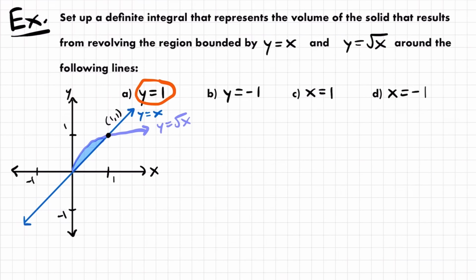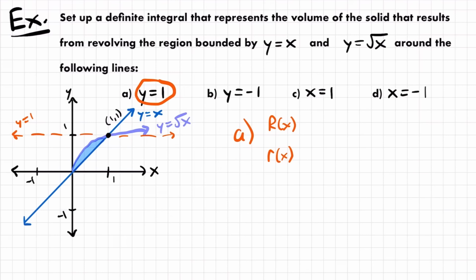Now the line y equals 1 would be this line right here. Okay, so that is going to be y equals 1. And so since that line is parallel to the x-axis, that means that we are going to be working in terms of x. And so if we're going to use the washer method to set up a definite integral to represent the volume of the solid of revolution, we are going to need an outer radius, capital R of x, and an inner radius, small r of x.